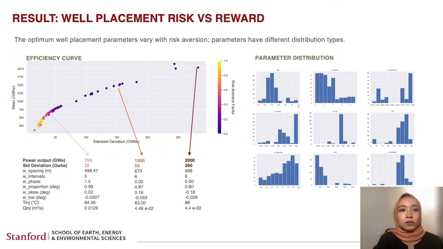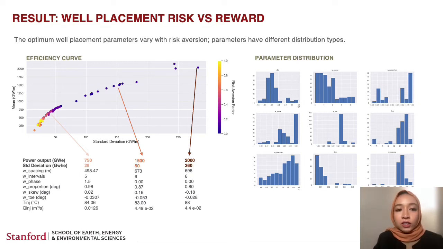This is the result of our optimization, which is the well placement risk versus reward. We captured the result in terms of the efficiency curve, which has the mean of the power output as the y-axis in gigawatt hours equivalent cumulative, and the x-axis is the standard deviation, and the points are colored by the risk aversion factor. So if you're up here, meaning you have a low risk aversion factor, you have a higher tolerance to risk and you like high risk with high reward. For that, you'll get over 2,000 of power output, but with a much higher standard deviation.